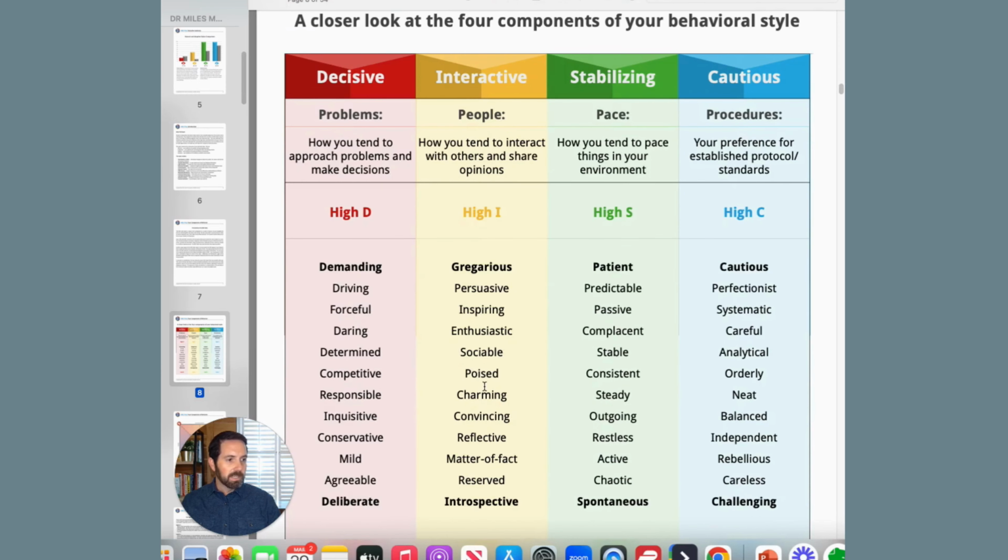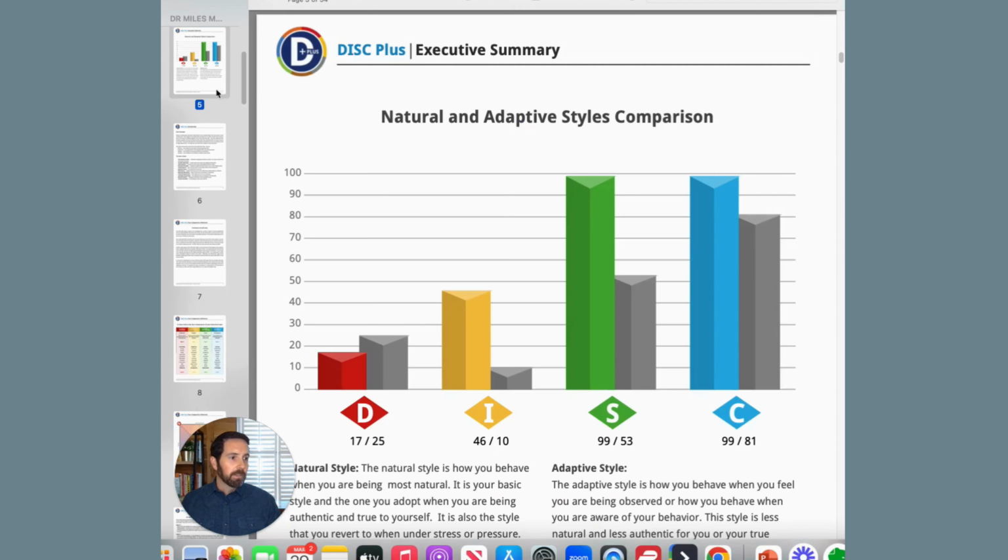Generally at that 46, they're in the middle here, maybe poised and charming. But in whatever's happening in their life, and that may be personal things as well as business, they're having to be a little bit more matter-of-fact and reserved. So it's very important when we do coaching to talk through what may be causing that. And then let's just take a look at their S. 99S, the highest you can get, and a 53 adaptive. So they're adapting a lot in their S.